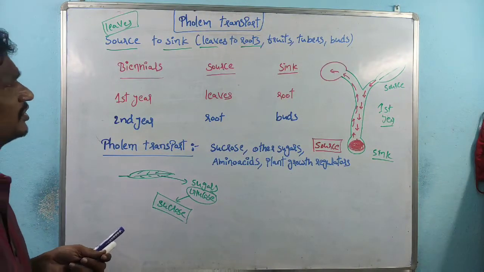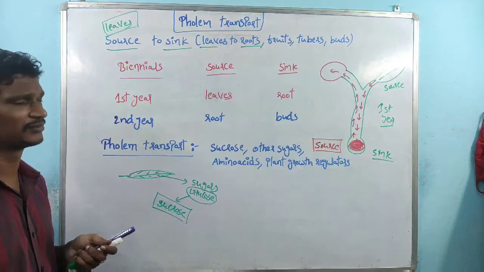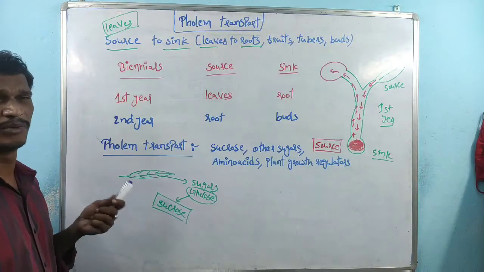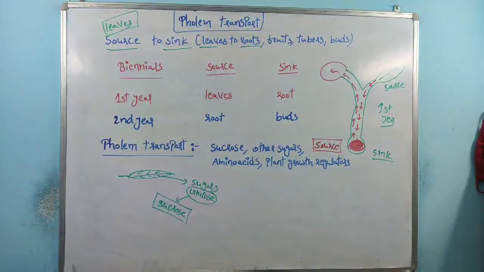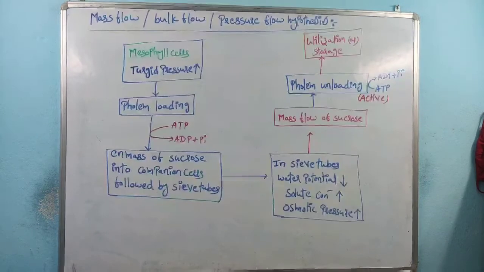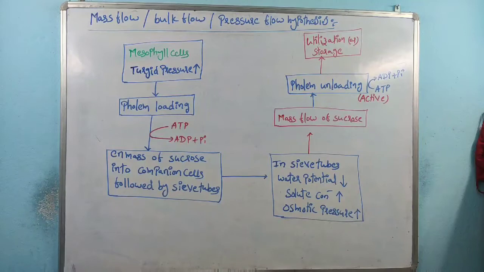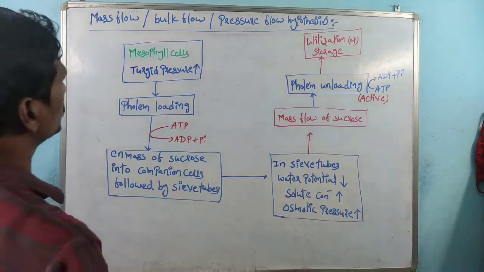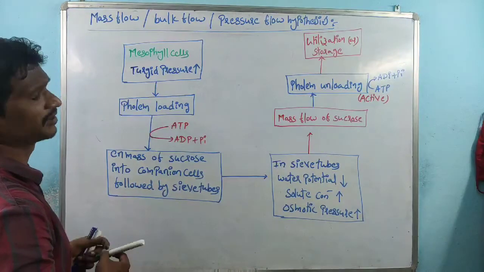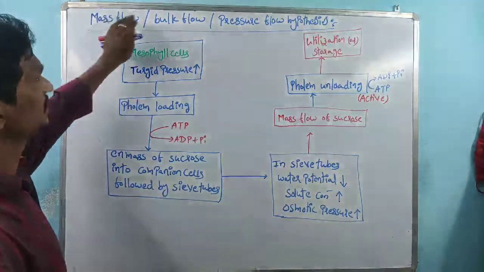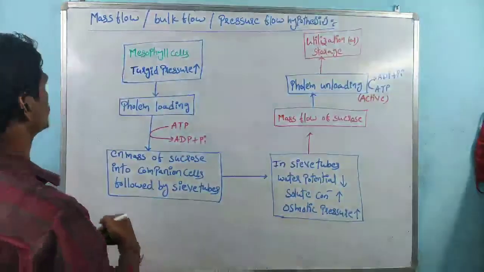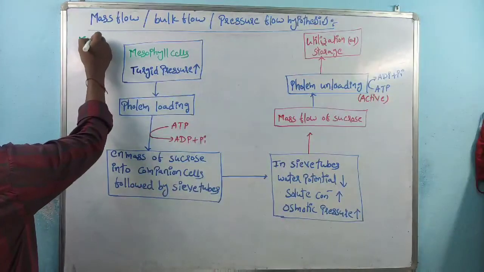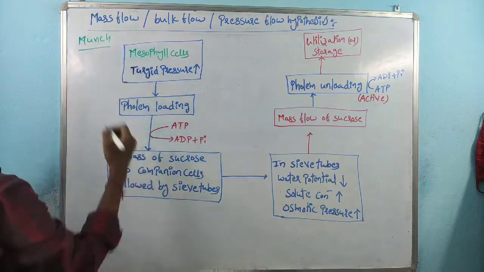Next, we'll discuss mass flow, right? That is also called bulk flow. We'll discuss it now. This theory is proposed by Munch. Mass flow, also called bulk flow, is the pressure flow hypothesis. The scientist's name is Munch.